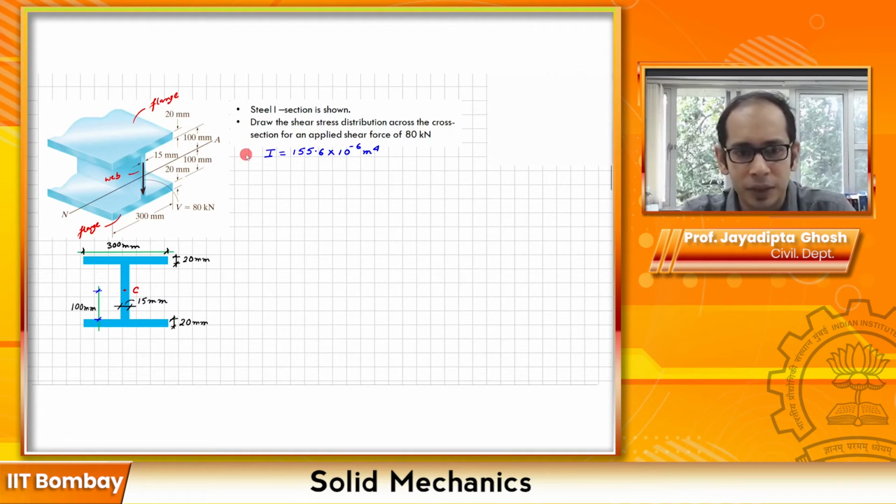I have not calculated that. You can go ahead and calculate, and you will see you will get this particular number. Now what this problem tells you is that this steel I section, and steel I sections are actually extremely popular for steel constructions in bridges and so on.